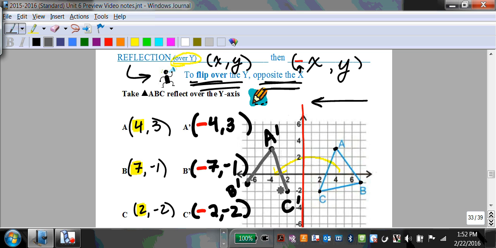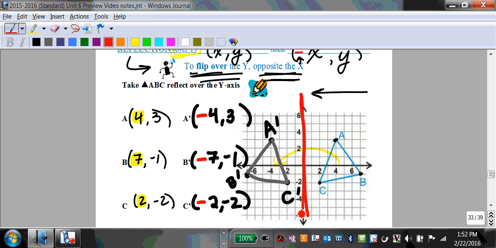Close it up, and you should have a mirrored image directly over the y-axis, if you've done this correctly. A mirrored image. To flip over the y, you opposite the x.